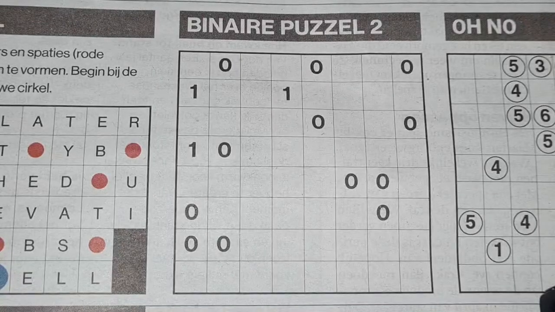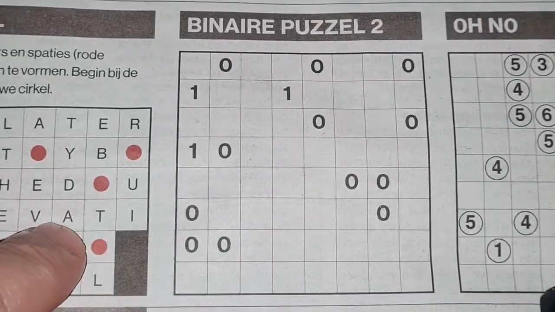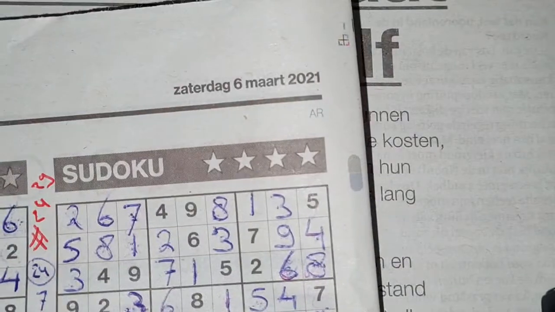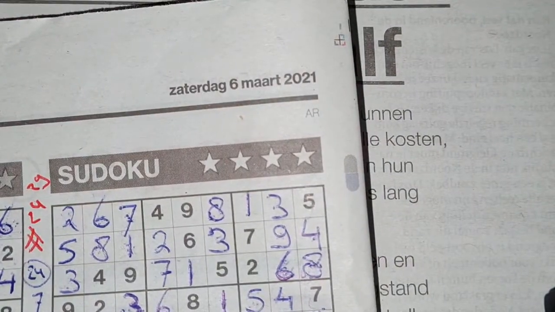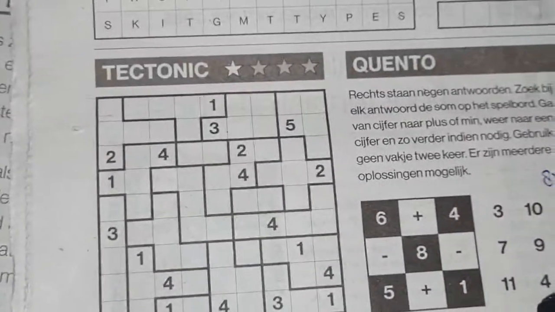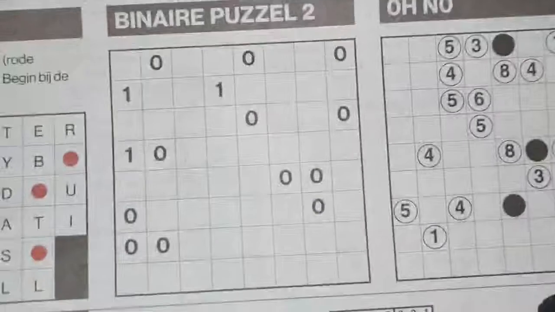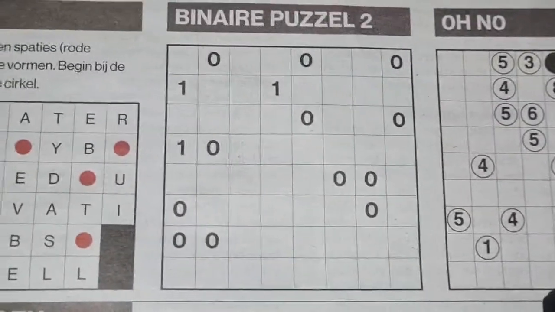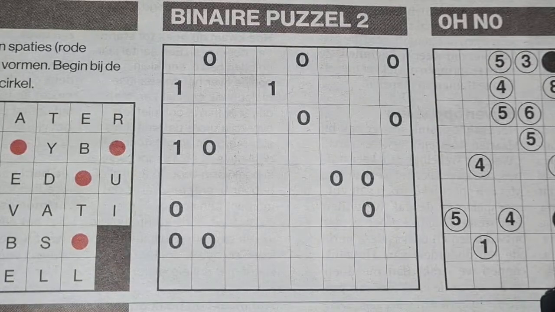Hello, boys and girls, welcome back with the third puzzle in this edition of yesterday's newspaper of Saturday, March the 6th, 2021. We have two puzzles left, a tectonic one and a binary one. But first, I will solve this binary puzzle.